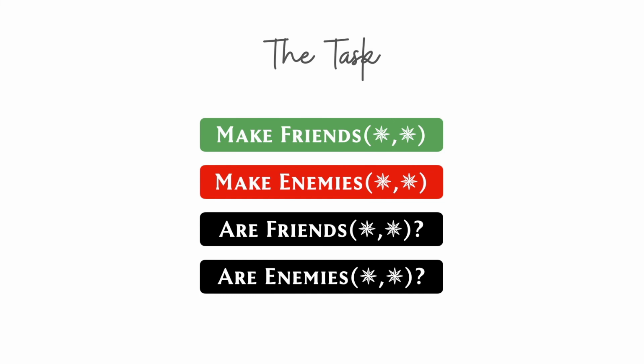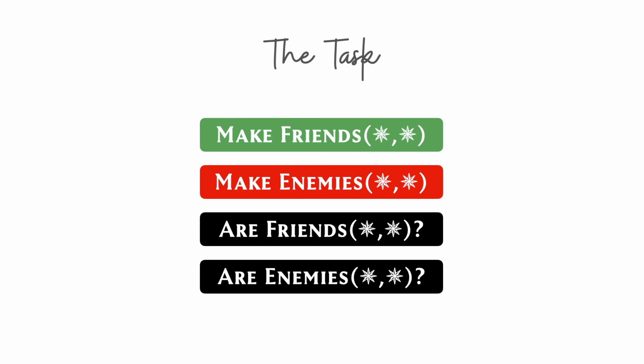So for these latter two queries, you are expected to output yes or no based on the information that you have so far. For example, if you're asked if P and Q are friends, then you're supposed to say yes if you have evidence that they are friends, either from a direct observation or by inference, and you can say no otherwise. As you might expect, it is similar for the are enemies query.